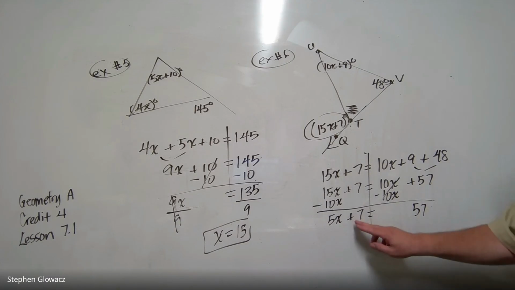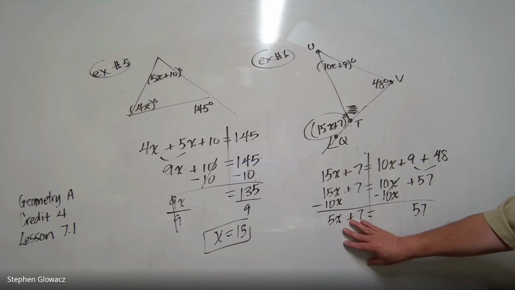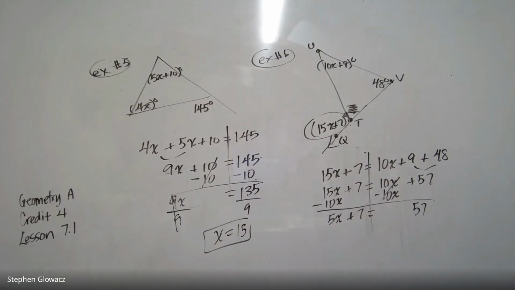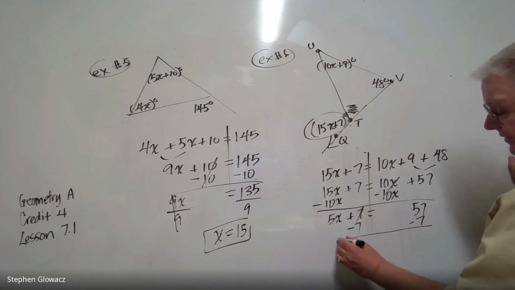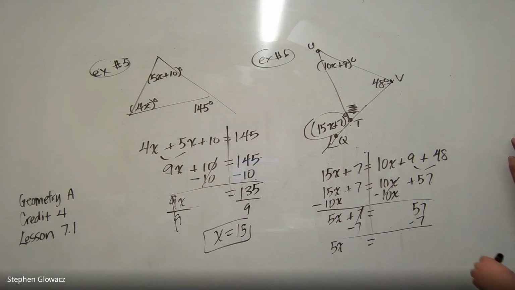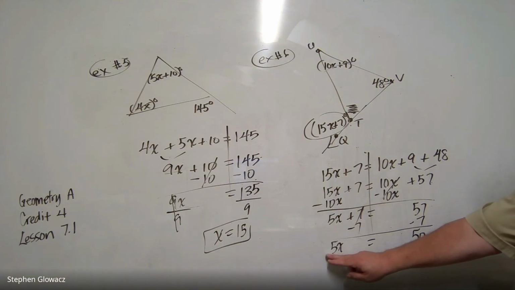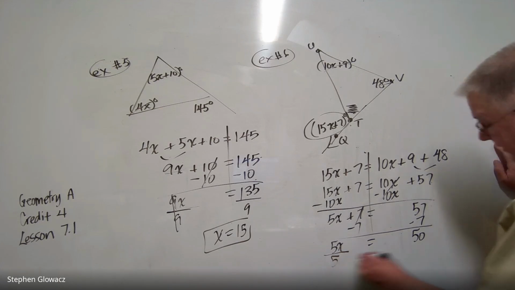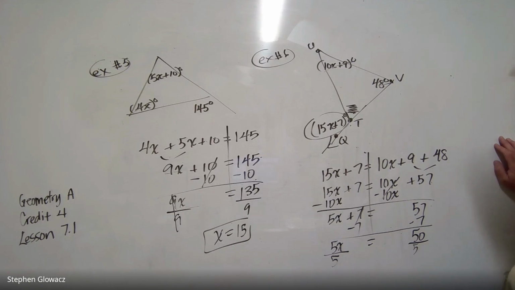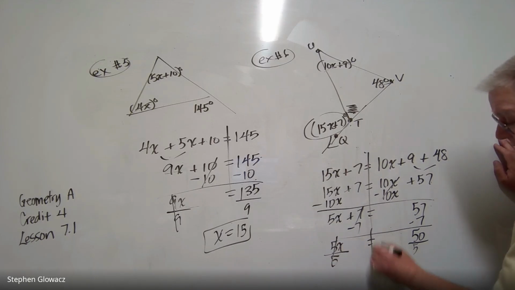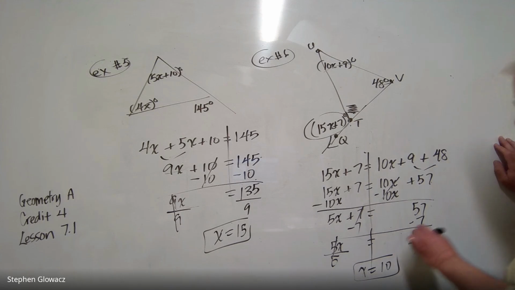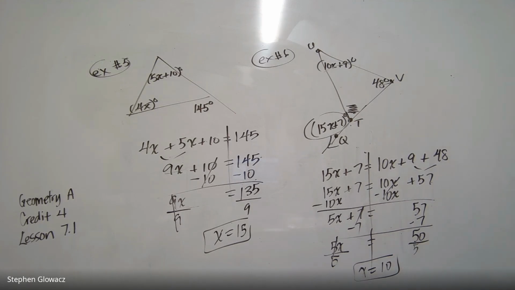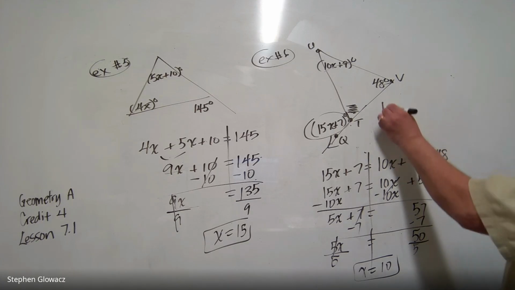Our next step, we're focused over here on the left because that's where the x is. We have a plus 7, so we're going to subtract 7 to both sides. The 7s cancel out. We bring down the 5x. 57 minus 7 is 50. And the final step here, x is being multiplied by 5. So we're going to do the opposite of that and divide 5 to both sides. The 5s cancel out. We bring down the x. 50 divided by 5 is 10. So x is 10.